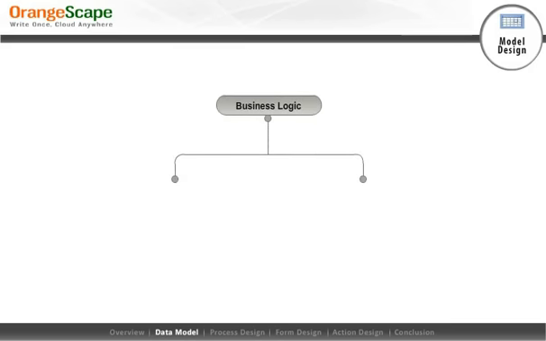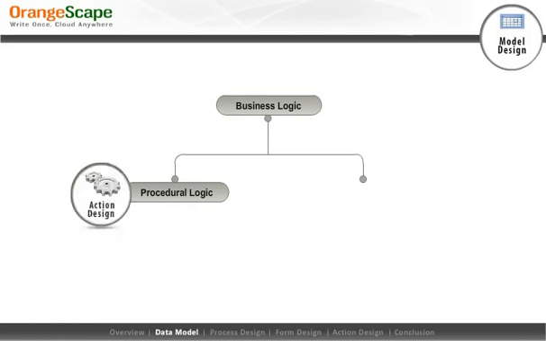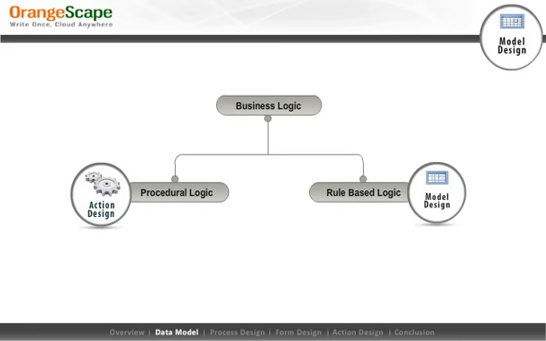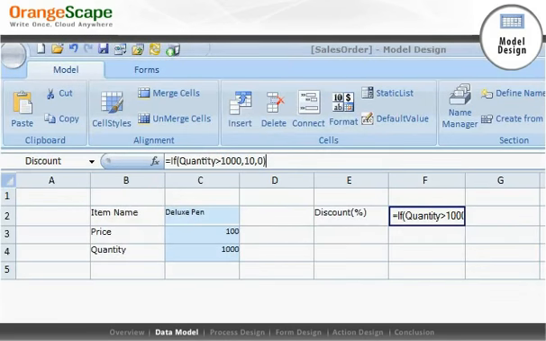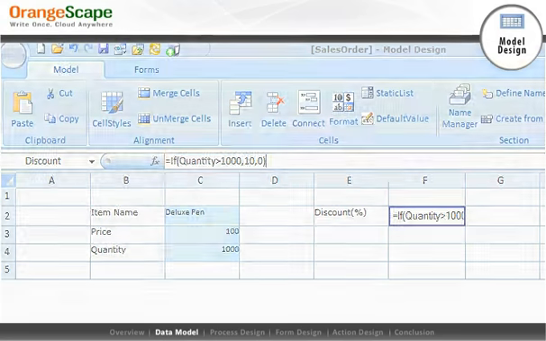Business logic is of two types. Procedural logic, like in most programming languages, can be defined visually in action design. Additionally, OrangeScape supports rule-based logic in model design. Creating a computational rule is as simple as creating an arithmetic expression on a spreadsheet. Similarly, you can define a conditional rule by using the familiar if function in the spreadsheet.